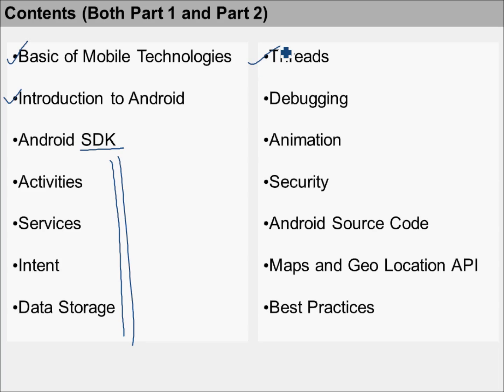We'll discuss some of the techniques and tricks on how to debug an application, because when things go wrong you need to understand how to debug an application. We'll also discuss fundamentals of animation, security, and we'll see how somebody can play around with the Android framework source code. Most importantly, we'll discuss the maps and geolocation API. And then in the end, the best practices for how to develop an Android application.